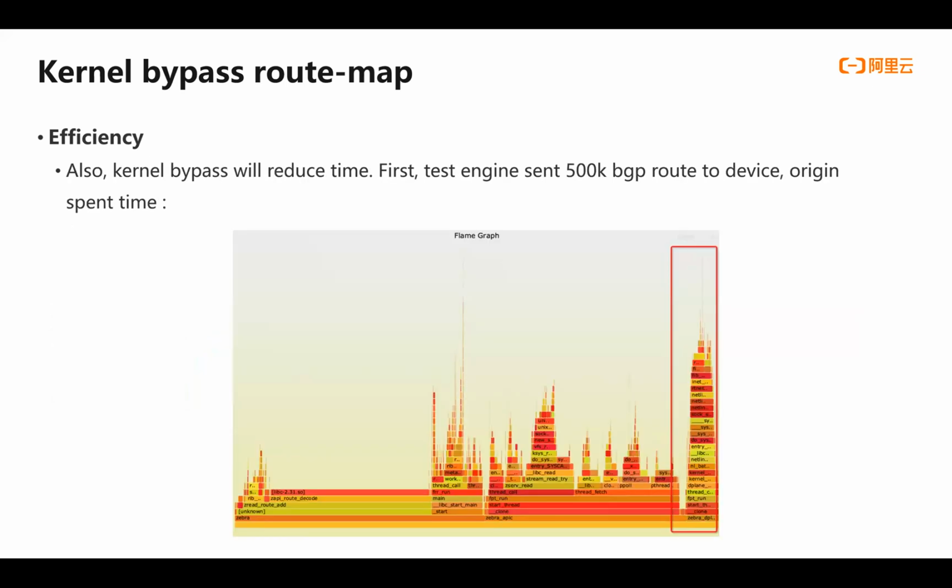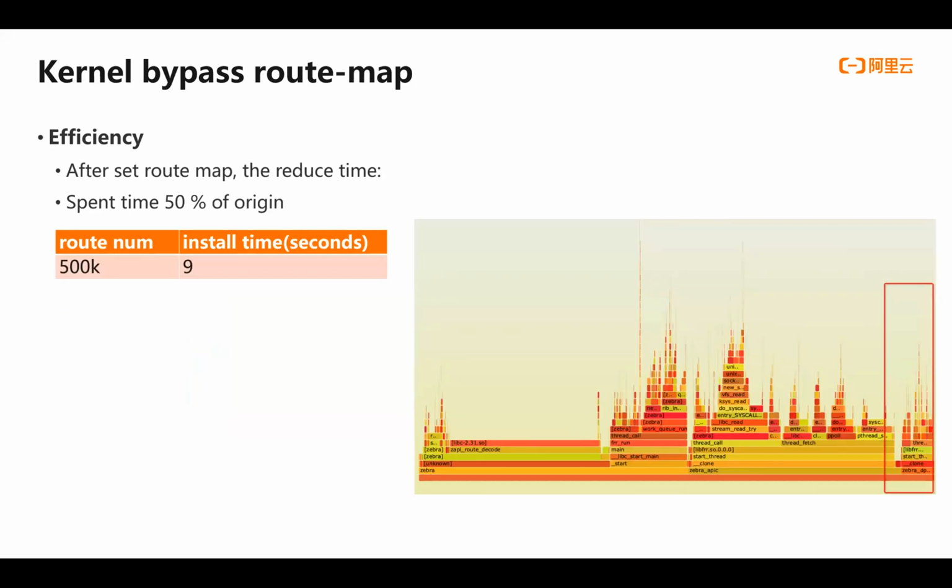So this is a flame graph. You can see the function call stack is very deep. After I set the route map, as you can see, the install time is reduced to 9 seconds. It is 50% reduced.